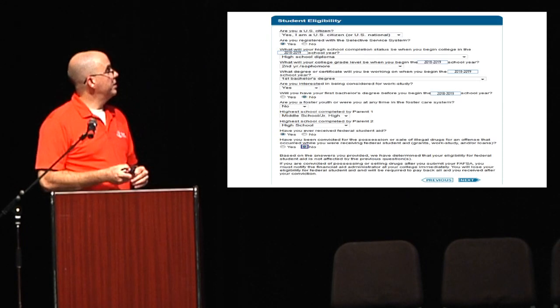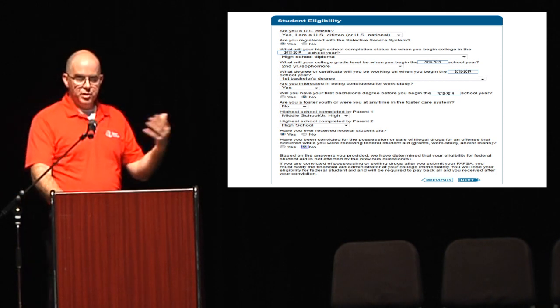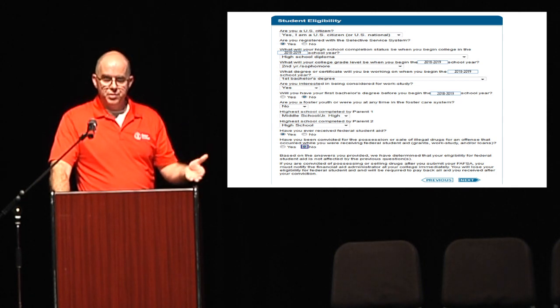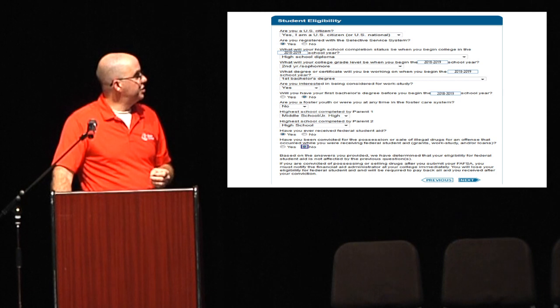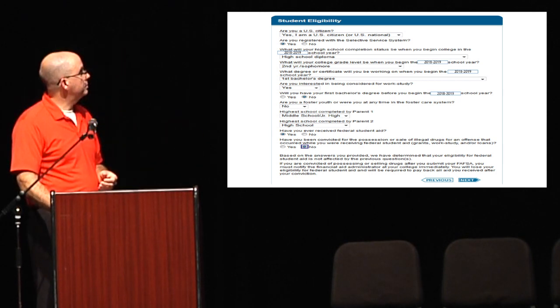Okay, next they want to know, is the student a U.S. citizen? It's going to give you 3 options. One is yes, I'm a U.S. citizen, or I'm an eligible non-citizen. It's going to give the student the option to enter their alien registration number. And then the last option would be I am neither of the above.